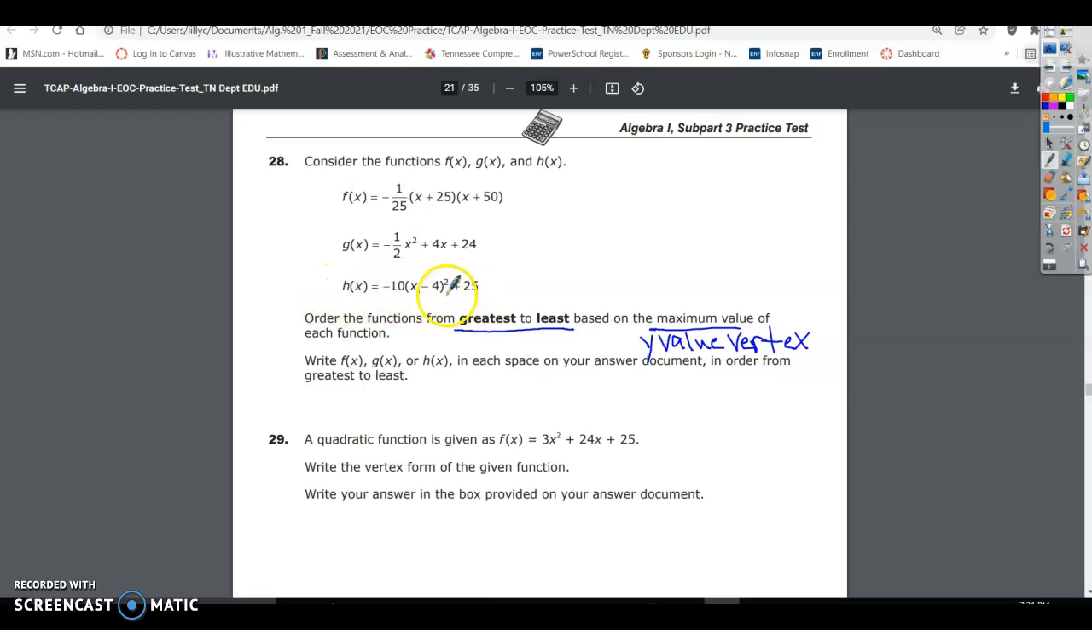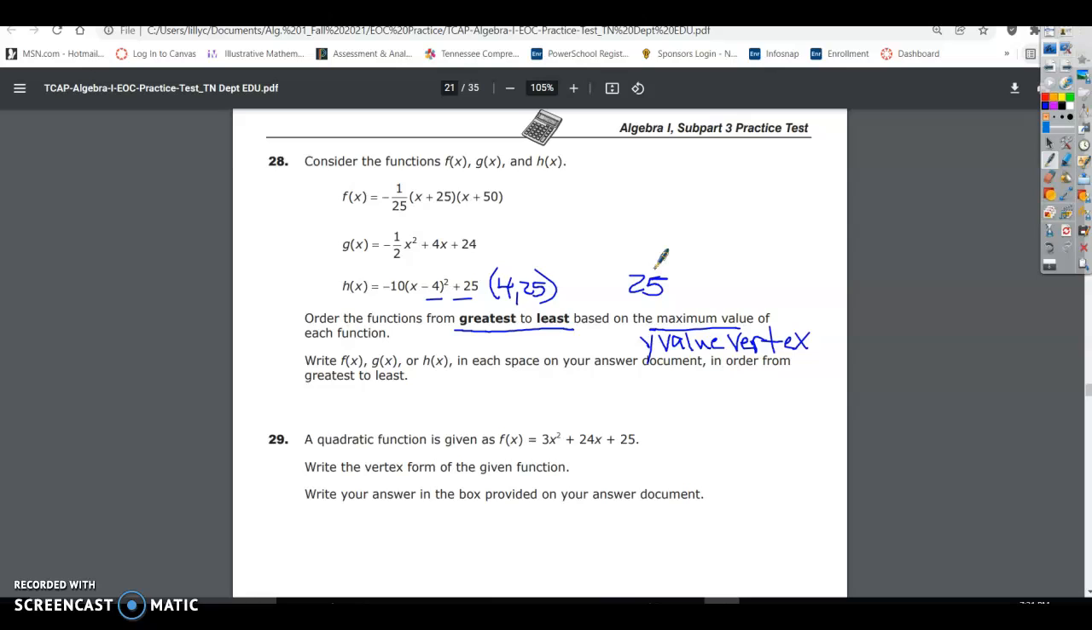h of x is in vertex form, which means the vertex is (h, k). The vertex is actually given. So (4, 25) is the vertex, and the y value is 25. So for h of x, we can determine the maximum by just looking at the equation.